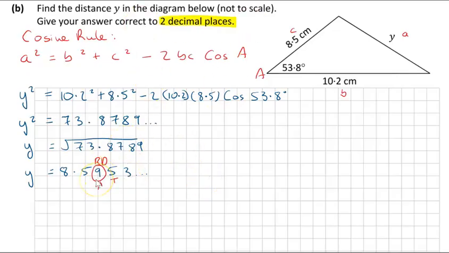So the 9 is the rounding digit, the second decimal place. The 5 is the telling digit. The 5 tells the 9 what to do. 5 or more, let it soar. 4 or less, let it rest. So the 9 is rounding up. So we get y is approximately equal to 8.60 centimeters. Don't forget your centimeters, and that's for 15 marks.